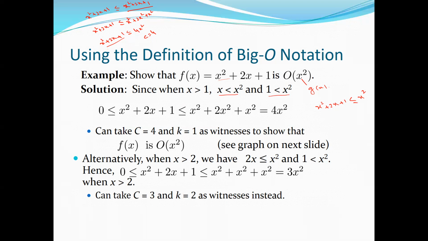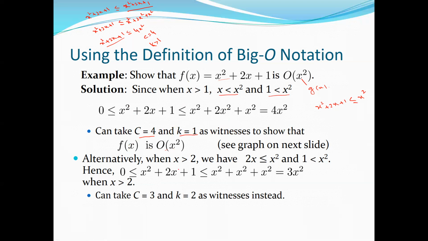If k is 0, let's say k is 0, if I put 0, this will become 1. 1 plus 1, this will become 2, and this will become 0. So for k equal to 0, this is not true, but for k equal to 1, it is true. For all values of k greater than 1, this will become true, right? So for that, what I am going to say is take the c value 4 and k value 1 as a witness pair, so that this inequality is true, and we say f of x is big O of x square. All right, so the graph is available in the next slide.